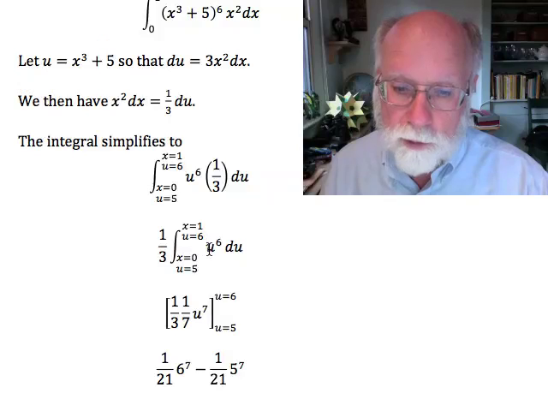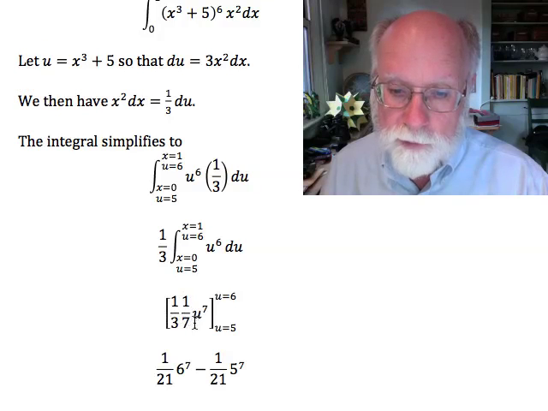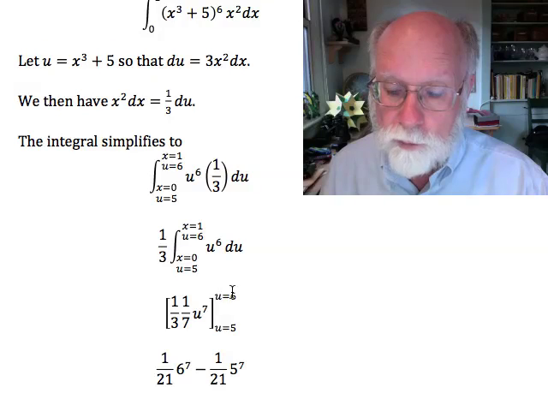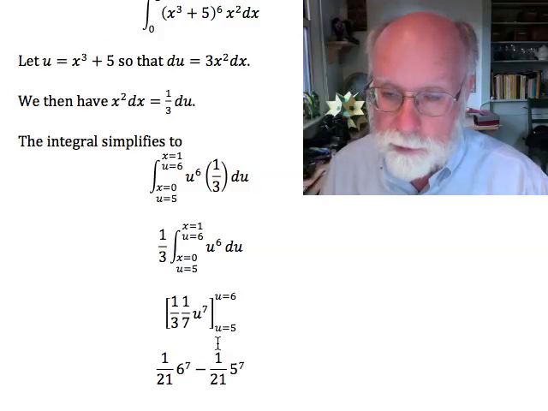That's a power, and so we know how to integrate that. We have 1/3 still, but we'll get 1/7 u to the 7th. We add 1 to the exponent and divide by the new exponent. So we get 1/3 times 1/7 u to the 7th. And what I've done here is to write on the right-hand side u equals 5 to u equals 6. And this is a common notation that's used to record the limits of integration when you're doing a complicated integral.